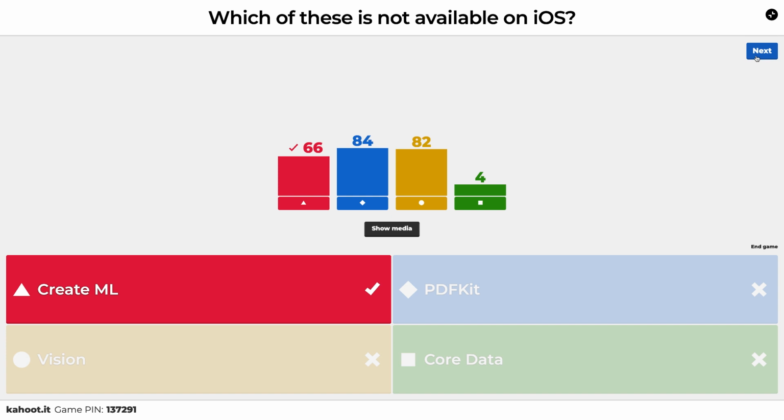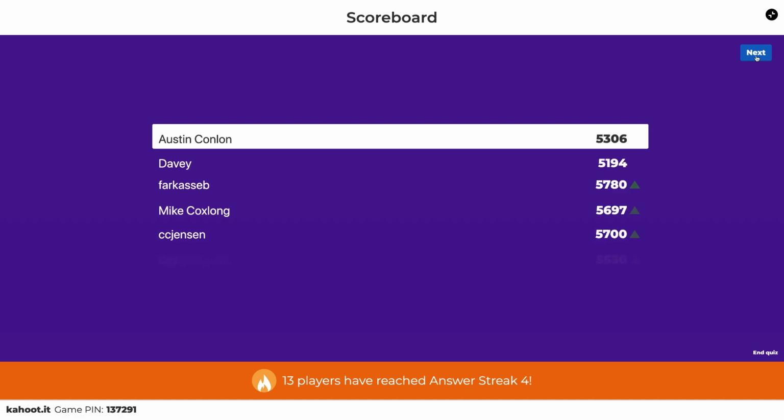Ooh, I sense the leaderboard's about to change. It's CreateML. CoreML is available on iOS, but CreateML is the thing we use to train our models, and that's only available on macOS at this time. PDFKit did actually ship in iOS 11. It's very good. Of course, Vision is there since day one, and Core Data has been there since days gone by, a long time. That's how the leaderboard's changed.